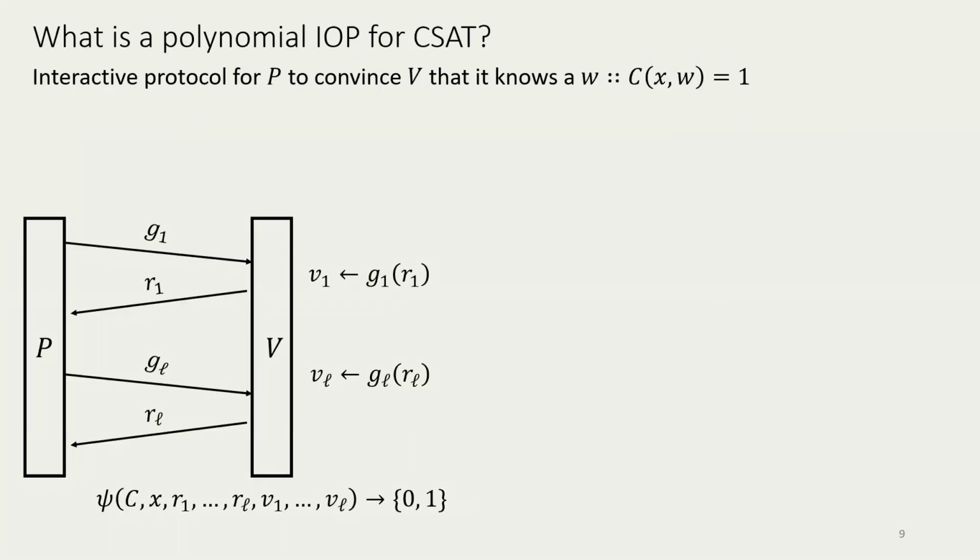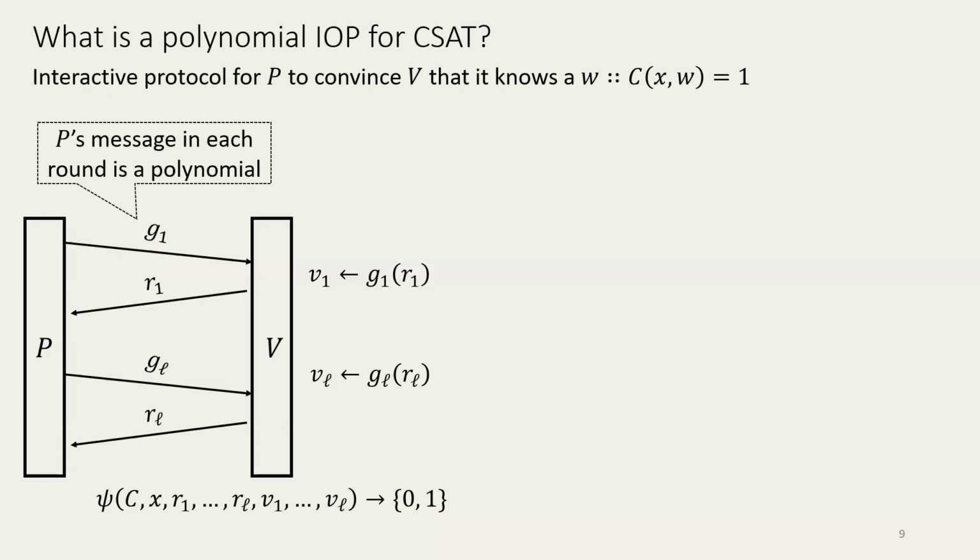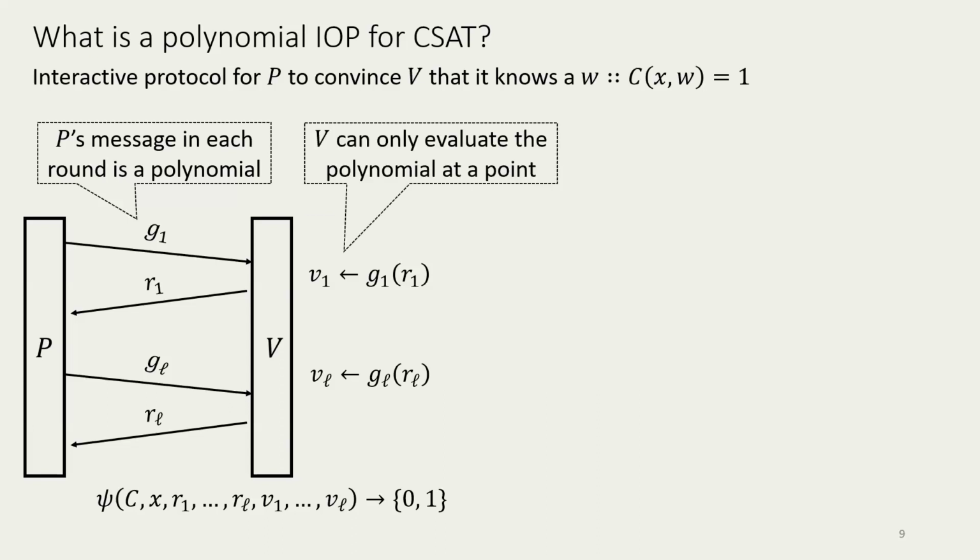It's an interactive protocol between a prover and a verifier, where the prover wants to prove that it knows a witness such that a circuit is satisfied. There are a couple of things I want to highlight here. First, the prover's message in each round is a polynomial. Second, the verifier cannot read this polynomial in full. It can only evaluate this polynomial at a point it chooses.